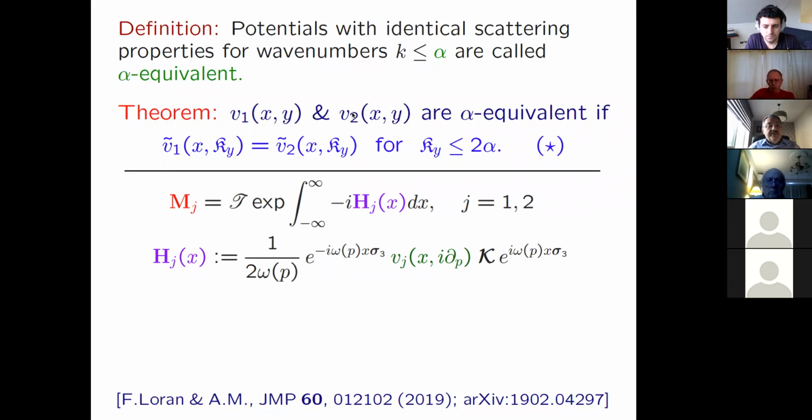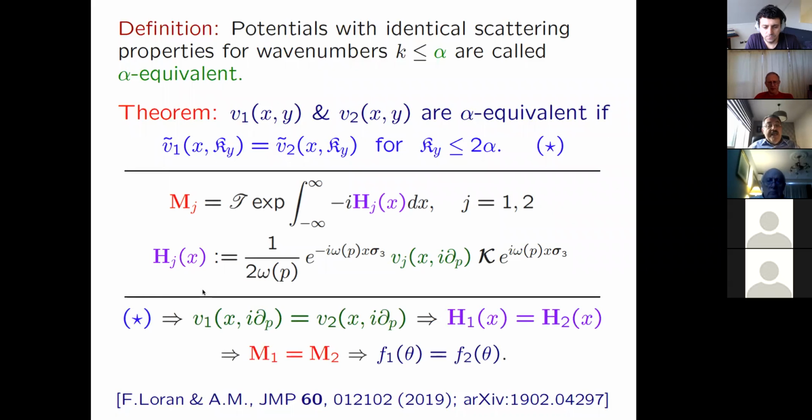The proof of this is actually very simple. I have two scattering potentials. I can associate to them their transfer matrices, which come from their corresponding Hamiltonians. And what we did was to use this condition star to show that under this condition, these two operators, which correspond to the potentials V1 and V2, coincide on this function space. Since these two operators are the same, H1 is equal to H2, which means M1 is equal to M2, which means F1 is equal to F2. So you get the same scattering amplitudes, and this happens only for k less than or equal to alpha.